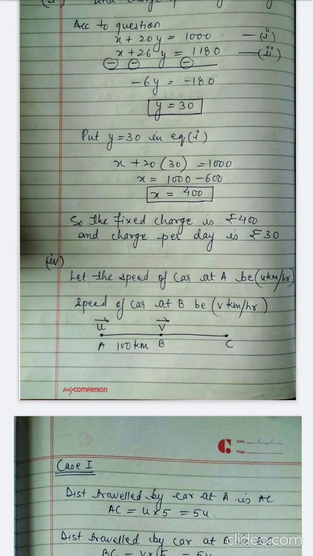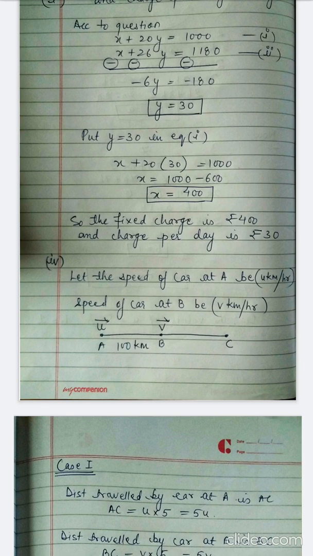Next, question number 4. Places A and B are 100 km apart on a highway. Two places A and B have a distance of 100 km as I show in the diagram. One car starts from A and another car from B at the same time. If the cars travel in the same direction at different speeds, let the speed of car A be u and that of B be v.